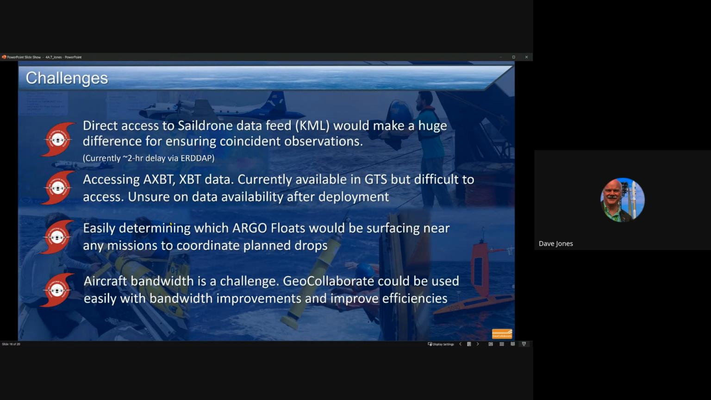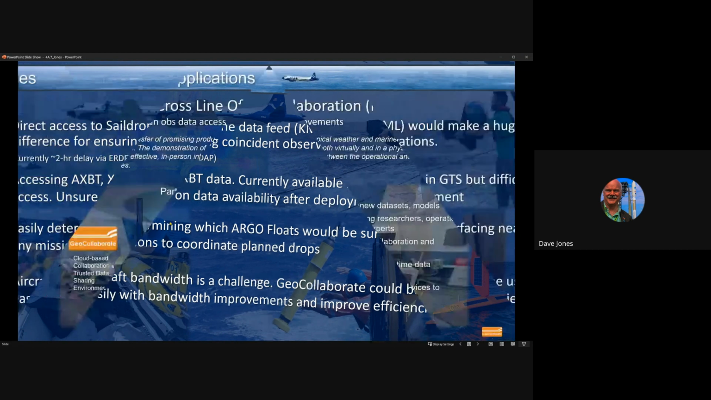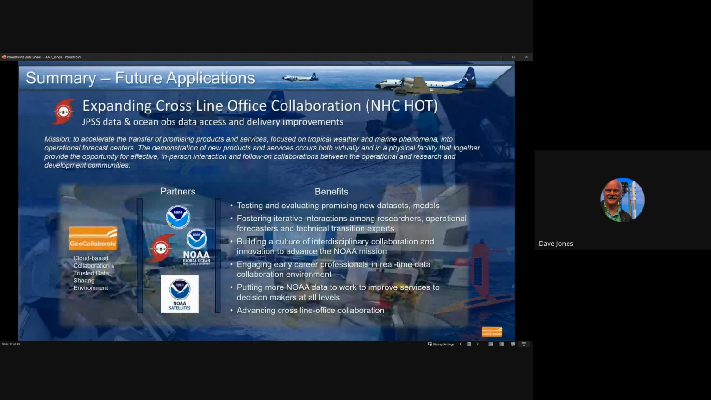And then the aircraft bandwidth was a challenge, but as that's addressed in the future, GeoCollaborate could be used live on the planes to see where all these platforms are in real time, and they could make plans accordingly. So where do we see this going? Well, I would love to expand the cross-line office collaboration, getting GeoCollaborate into the HOT, the Hurricane Ocean Testbed.